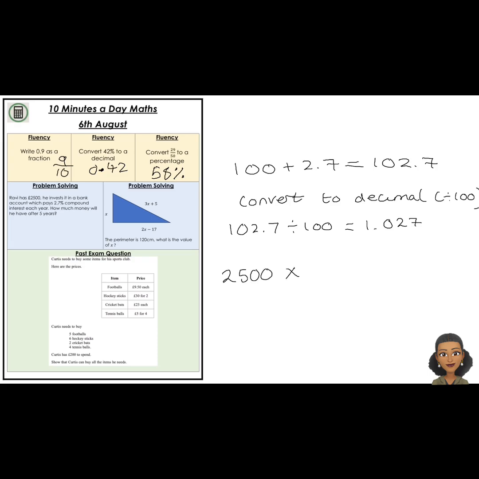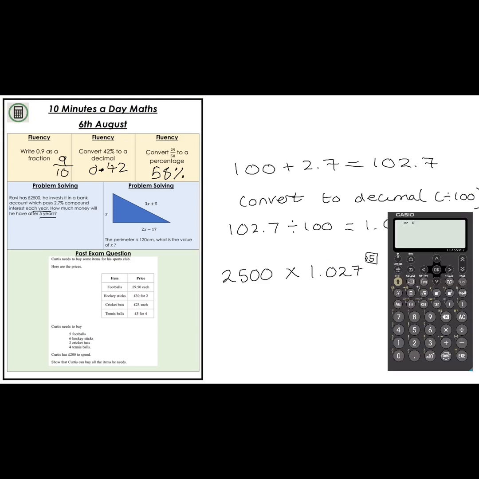Now, when we're putting this in our calculators to create our final answer, we're going to have that £2,500. We're going to times it by our decimal multiplier of 1.027. And this box here is our power. And this power will be the number of times that interest has occurred. So in this case, it's 2.7% a year. And that's after 5 years. So this box here will be 5. Okay, so in your calculator, you're going to put 2,500 times 1.027 to the power of 5.